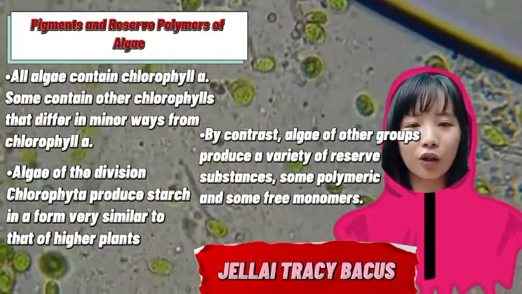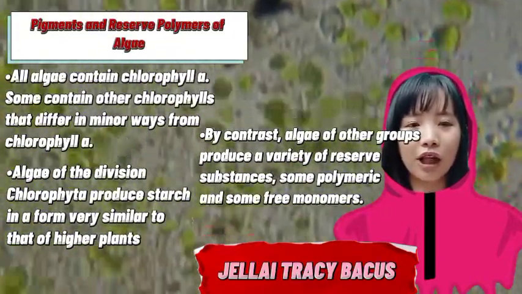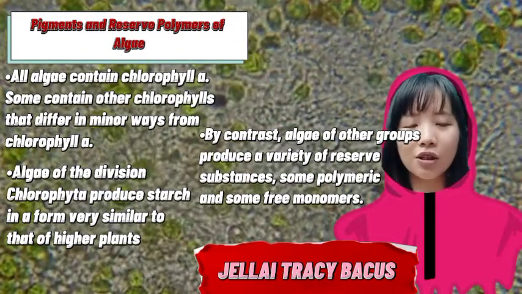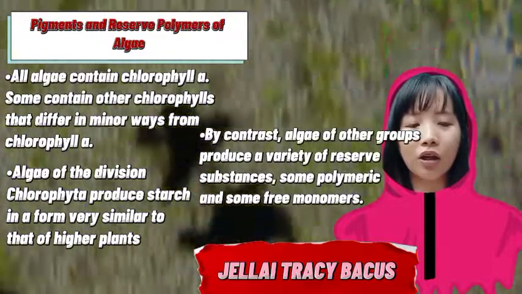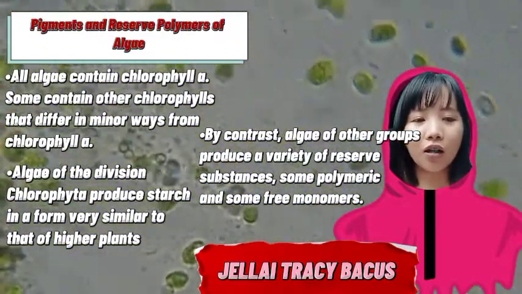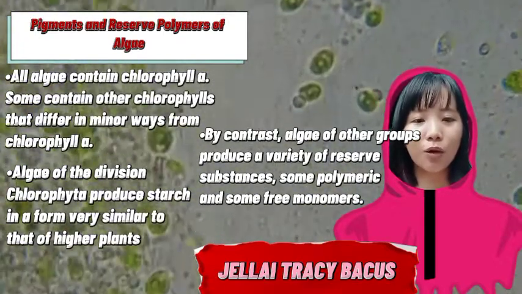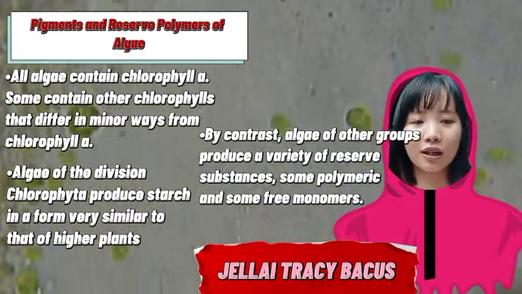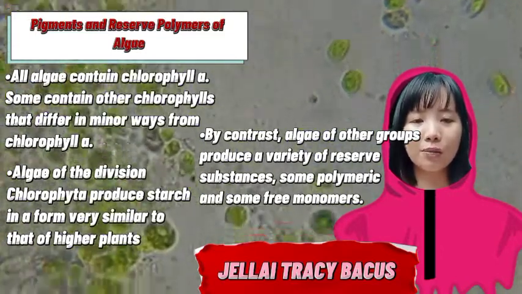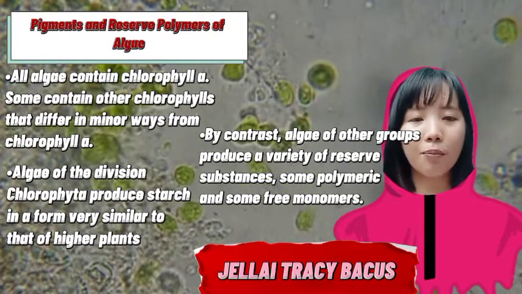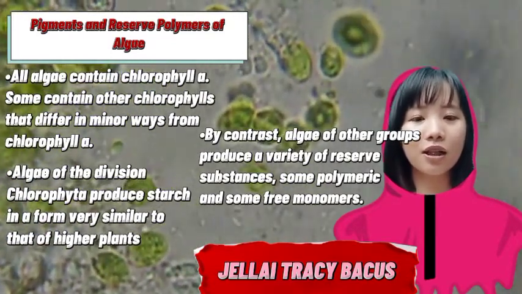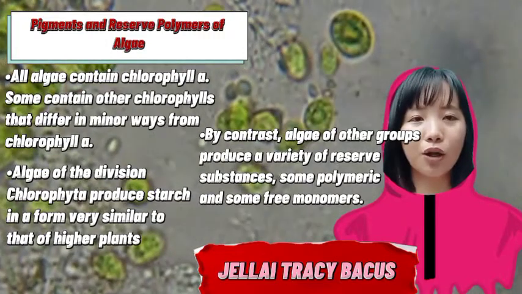All algae contain chlorophyll A. Some, however, also contain other chlorophylls that differ in minor ways from chlorophyll A. The presence of these additional chlorophylls is characteristic of particular algal groups. One of the key characteristics used in classification of algal groups is the nature of the reserved polymer synthesized as a result of photosynthesis. Algae of the division Chlorophyta produce starch in a form very similar to that of higher plants. By contrast, algae of other groups produce a variety of reserved substances, some polymeric and some as free monomers.